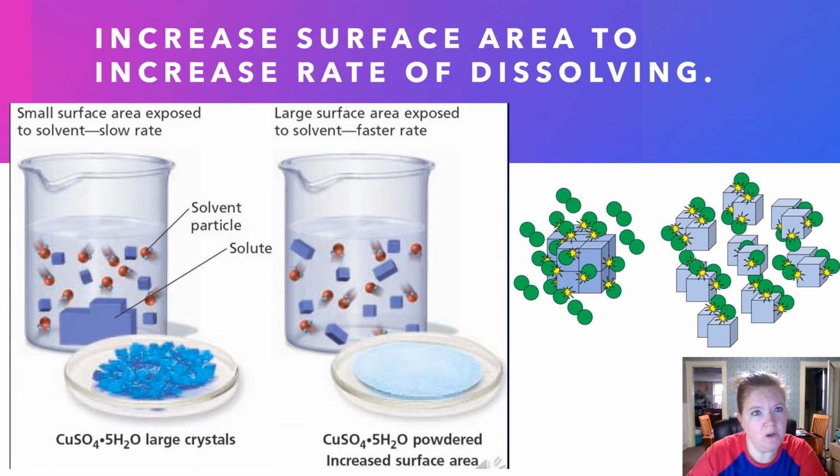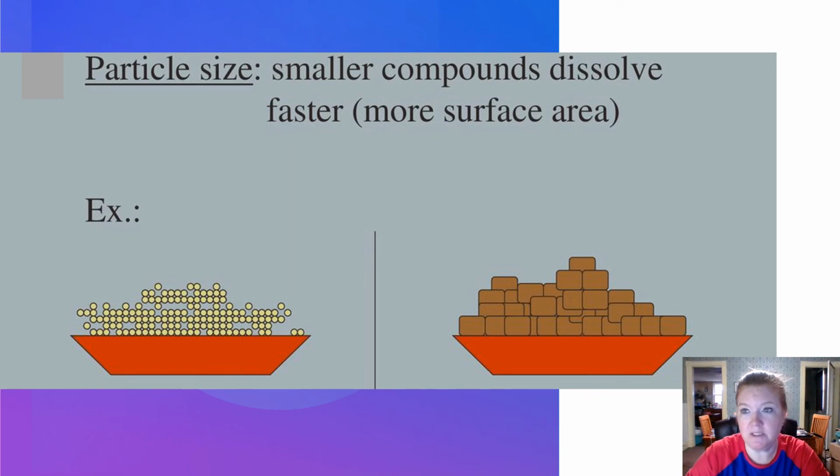Did you think of this one? Increasing surface area increases the rate of dissolving. So if I want the sugar to dissolve faster, I'm going to use sugar particles instead of a sugar cube or a chunk of sugar, okay? Smaller compounds dissolve faster because they have more surface area. We talked about this in our last unit.